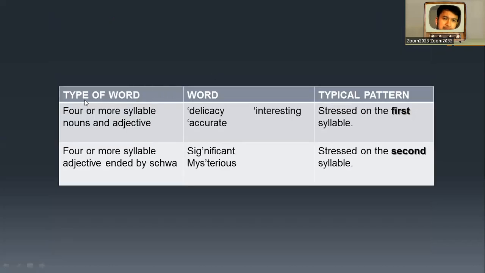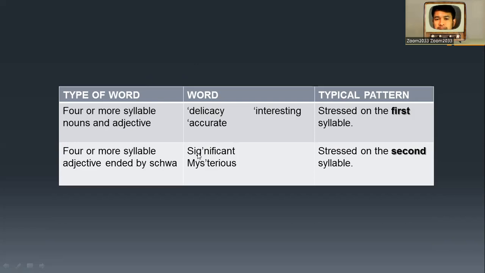So we also have nouns and adjectives with four or more syllables. For instance, delicacy, accurate, interesting. So this is stress on the first syllable: accurate, interesting. We also have four-or-more-syllable adjectives ending with a schwa.